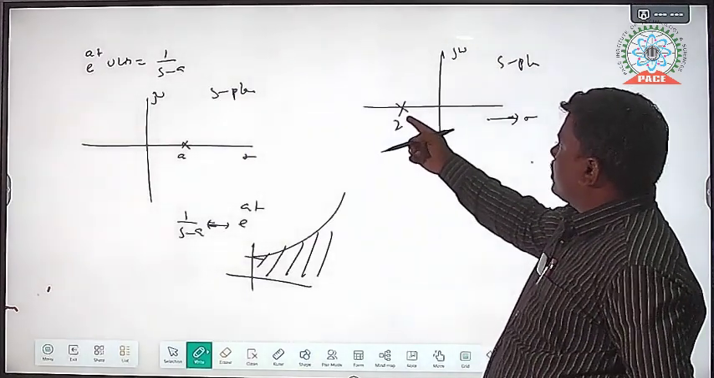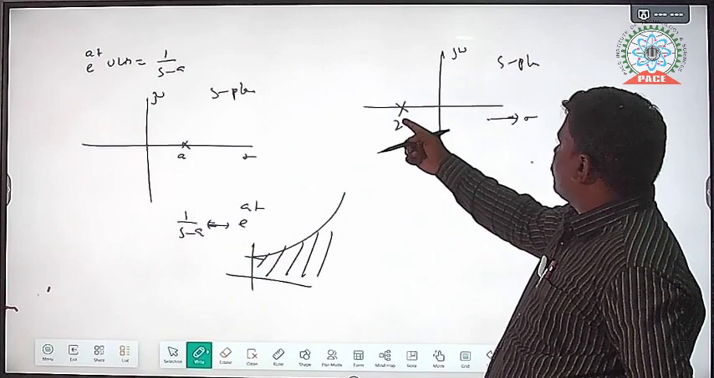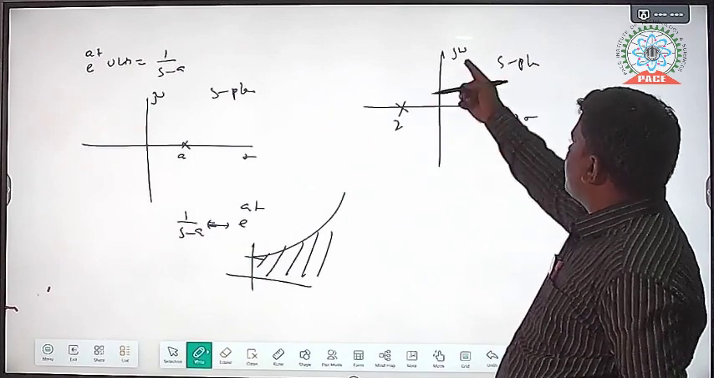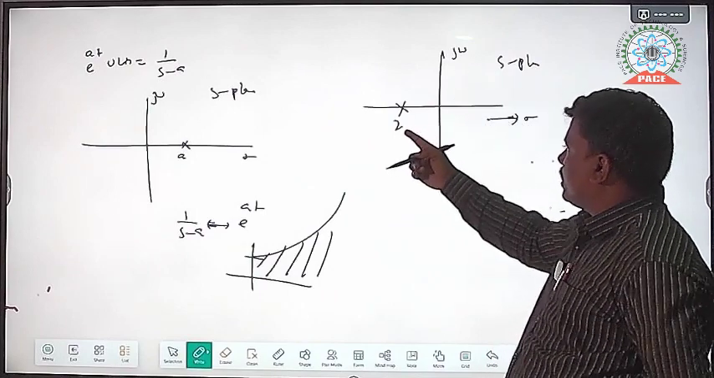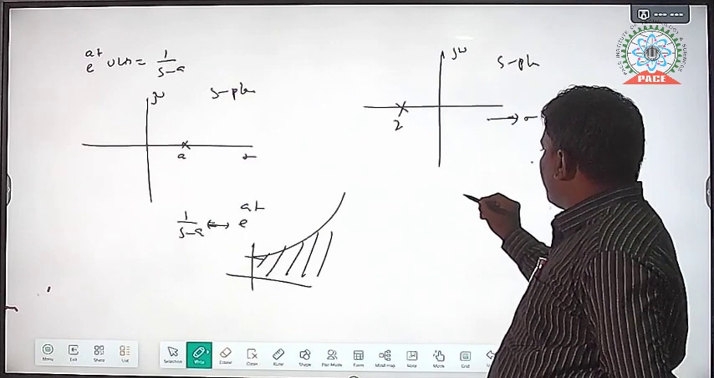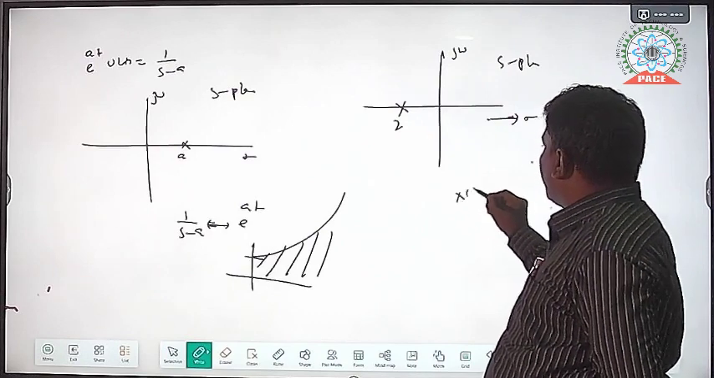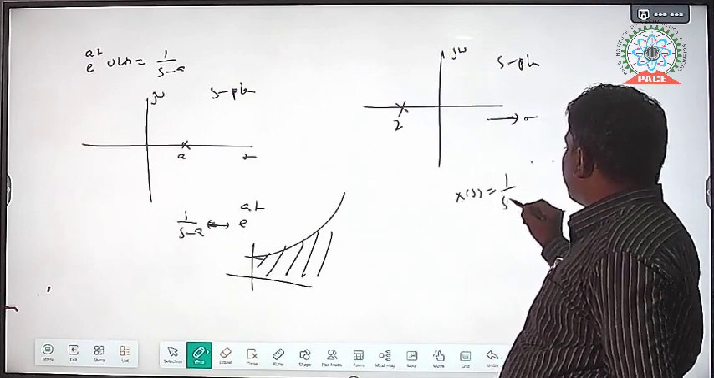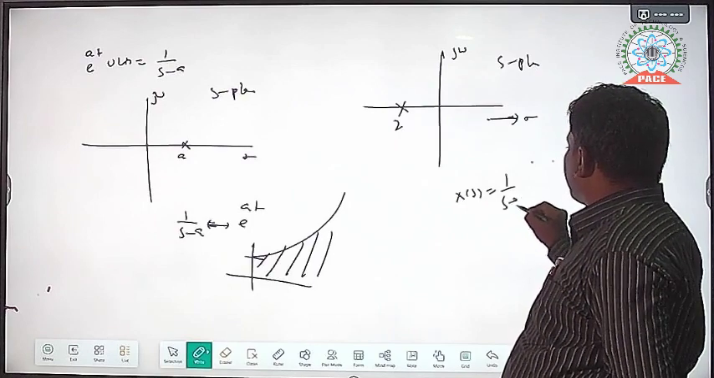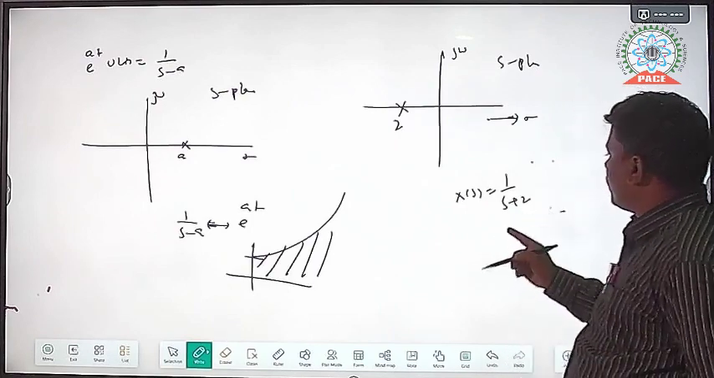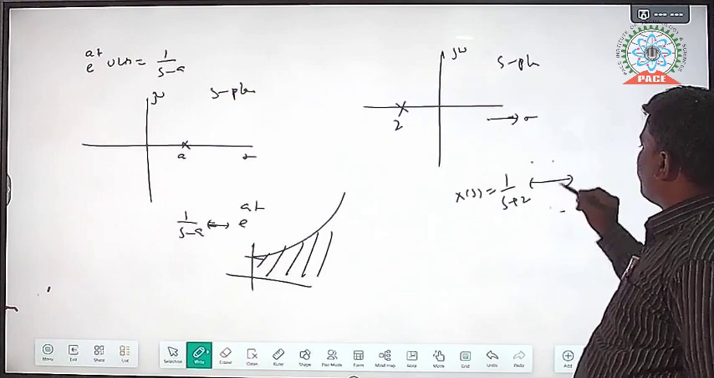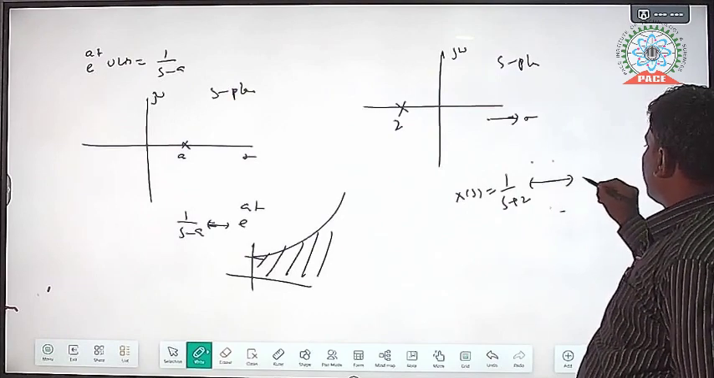So apply the transfer function about this pole. This one is X(s) = 1/(s+2). Here, apply the inverse Laplace transform. So x(t) = e^(-2t).